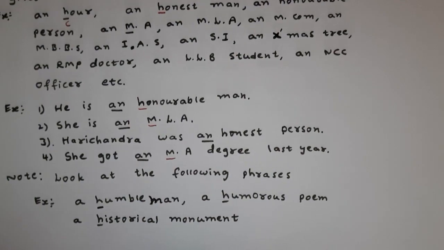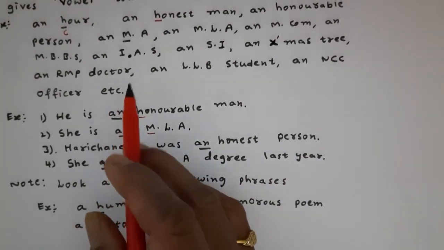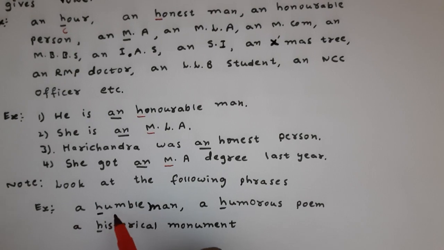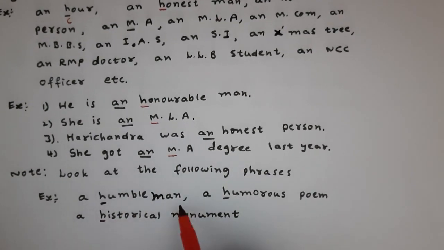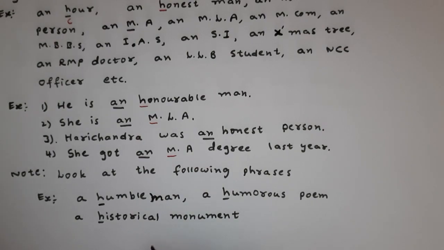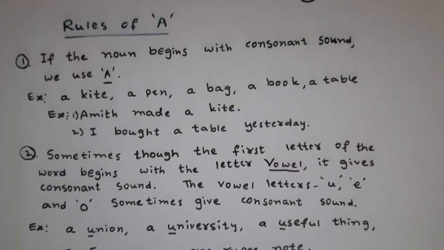Here you observe. Actually, when H is silent, we can use an. But when H gives a sound, at that time we can use a. So here you see a humble man, a humorous poem, a historical monument. Okay.